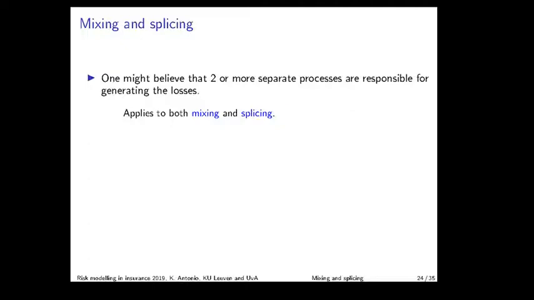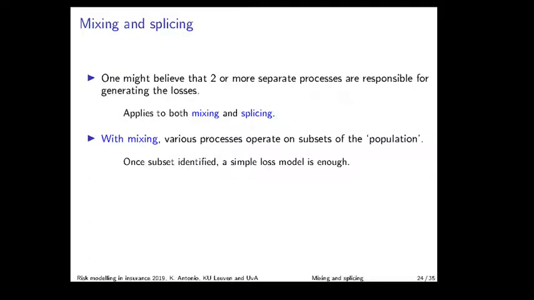Now, to construct more flexible distributions, starting from those given loss distribution functions, the techniques of mixing and splicing are useful. Both constructions assume that two or more separate processes are responsible for generating the losses. However, with a mixture construction, we assume that various processes operate on subsets of the population.